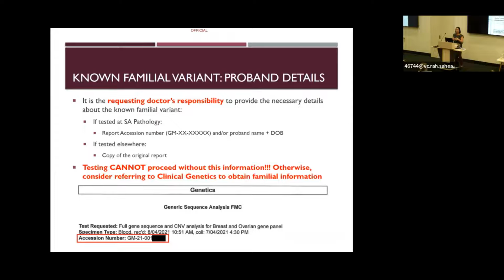If they were tested somewhere else, so not SA Pathology, the easiest thing is to give us a copy of that original report. We cannot test without this information. If you can't get it, and the patient doesn't know it, then we recommend referring to clinical genetics, because they are the absolute masters at ferreting this type of information out.